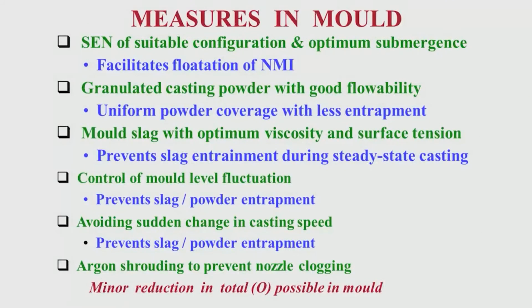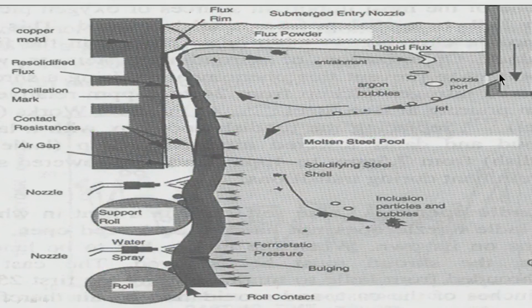So, now let us see what are the issues in the mold for getting good cleanliness. The SEN, as I have told you, the submerged entry nozzle, must have suitable configuration and optimum submergence. Submergence is important. Like I told you in the tundish, there is submergence, here also there is a submergence. Otherwise, what is going to happen? If the SEN is not submerged in liquid steel, there is a possibility of air ingress. So, there has to be some submergence.